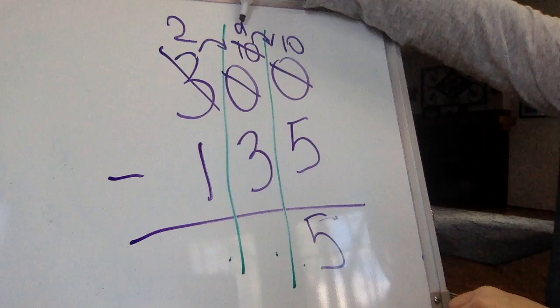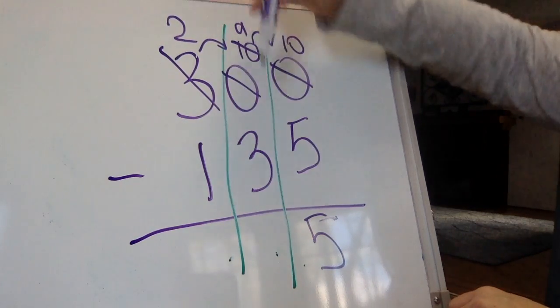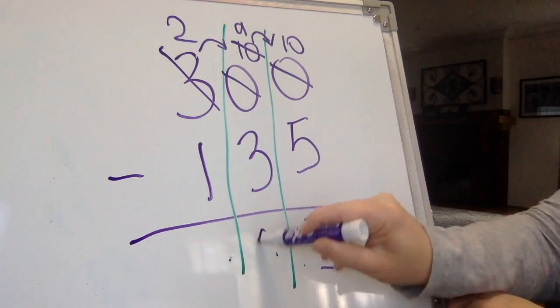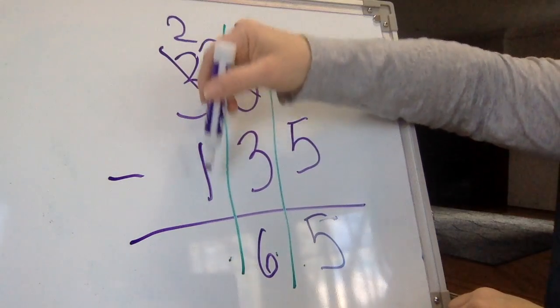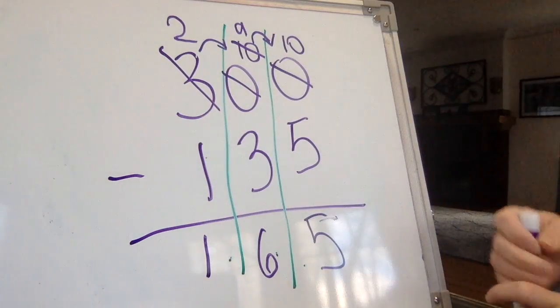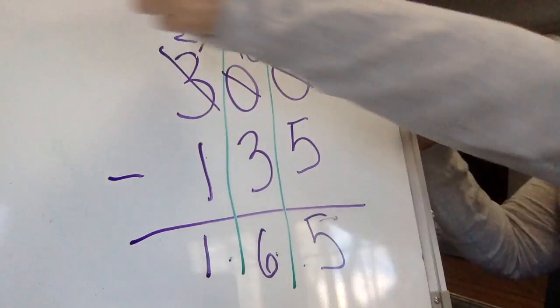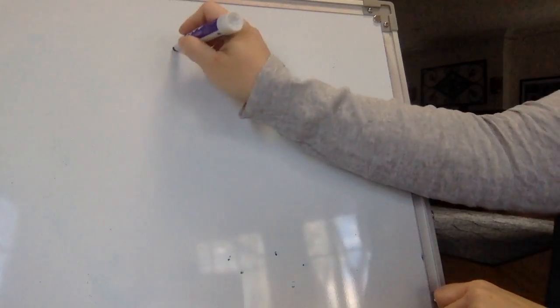I have 9. Remember, I crossed that 10 off because I brought one 10 over. 9 minus 3 equals 6. And I have 2 minus 1 equals 1. Remember, we're always reading top to bottom, top to bottom. All right, one more to go, and then you'll be all set for your review and your test.